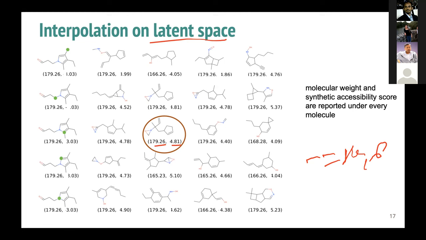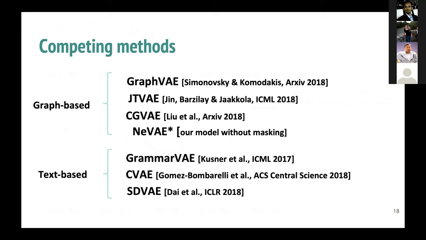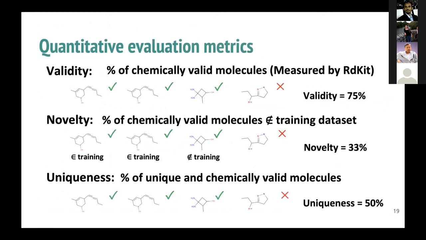Now coming to competing methods, there are graph-based methods and there are text-based techniques. And these are the quantitative evaluation metrics which we take into consideration. Take the first example, validity: the percentage of chemically valid molecules. How many of the molecules which you are generating are chemically valid or not? So this is the first measure.